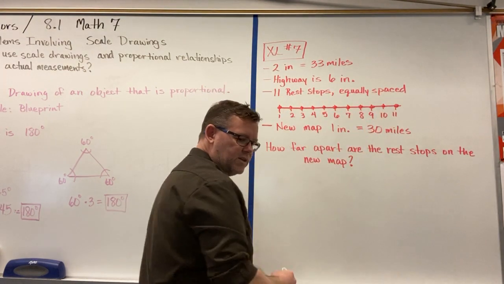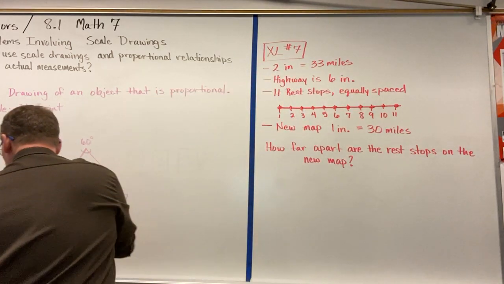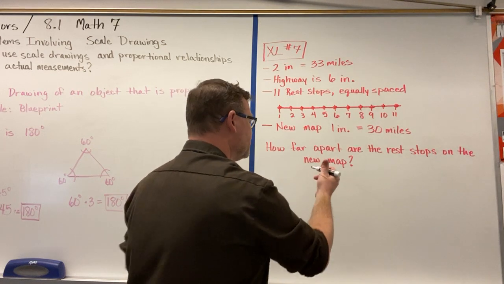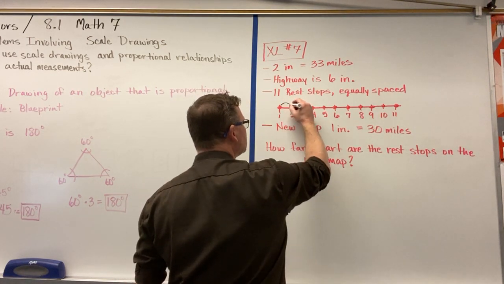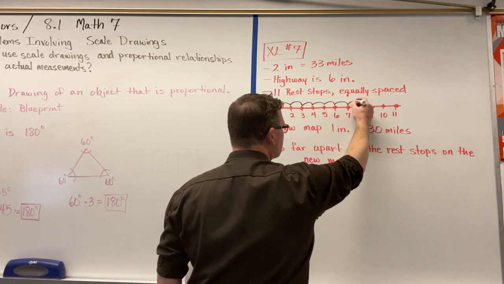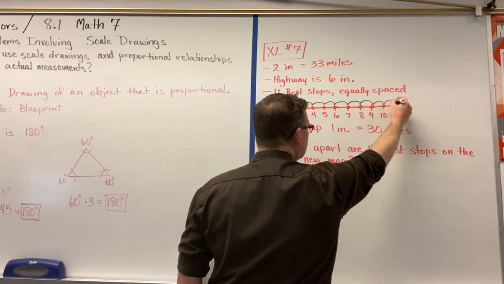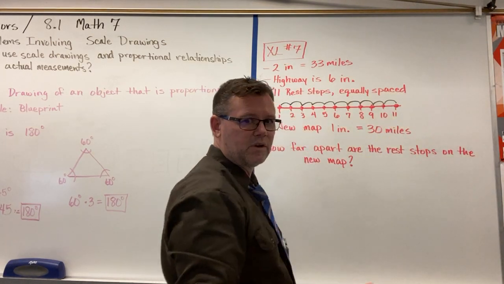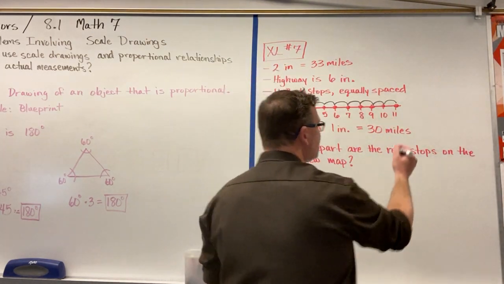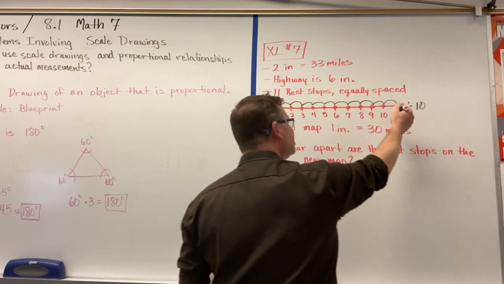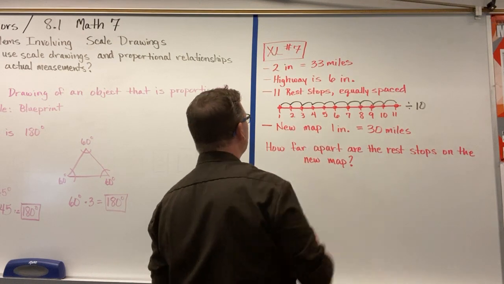So what I did was I did this because I wanted to make sure that I was going to divide it by the same amount. In other words, when I do this, I go 1, 2, 3, 4, 5, 6, 7, 8, 9, 10. So you would think you divide it by 11, but instead we should be dividing it by 10 because they said they have a rest stop at each end.